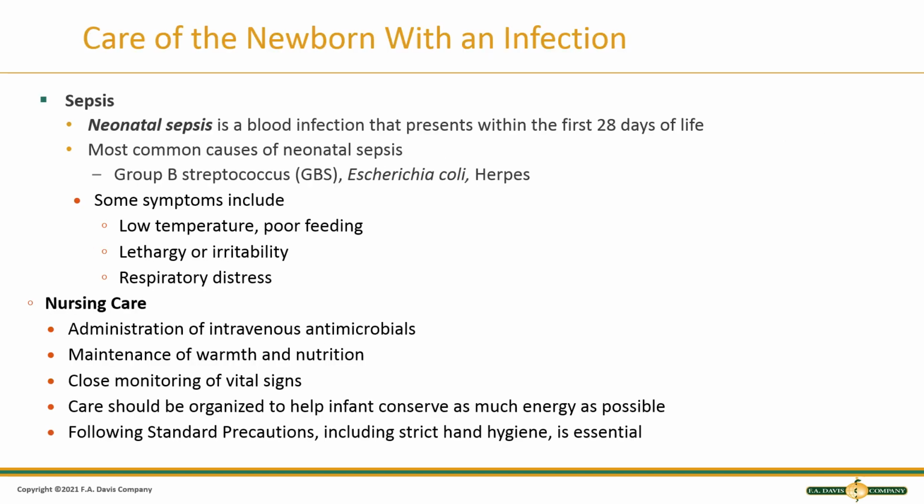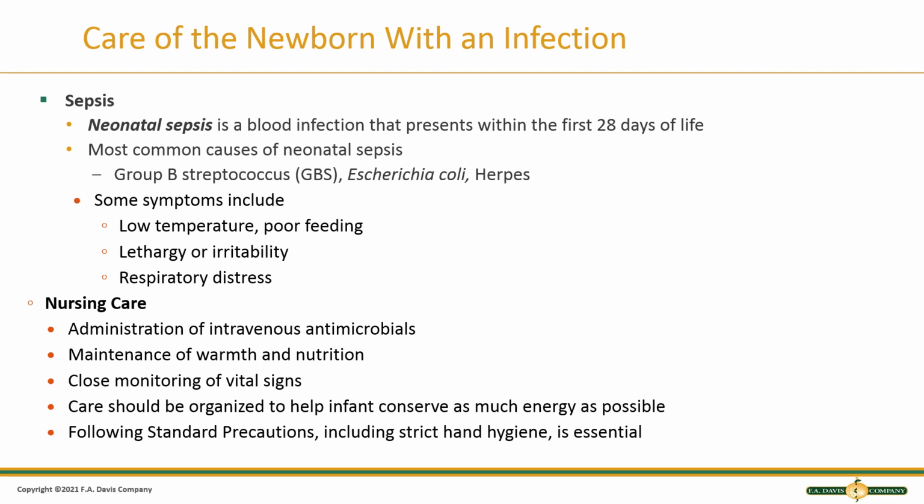Sepsis in a newborn is infection in the blood that presents within their first 28 days of life. GBS is a contributing factor, E. coli, or herpes. They may have a low temperature, they may have poor feeding, they'd be lethargic, irritable, and in respiratory distress. We need to make sure we're giving IV antibiotics, providing warmth, making sure the baby's feeding well, and monitoring vital signs. We want to help the infant conserve energy as much as possible and use strict hand hygiene.